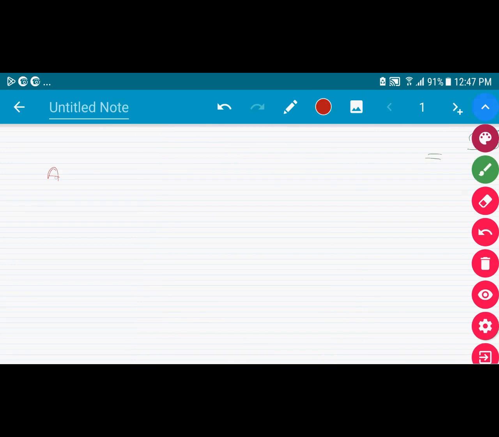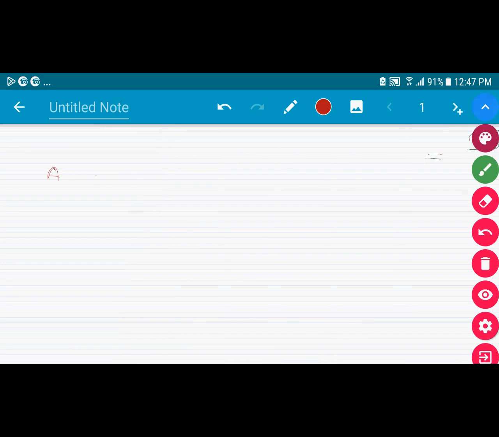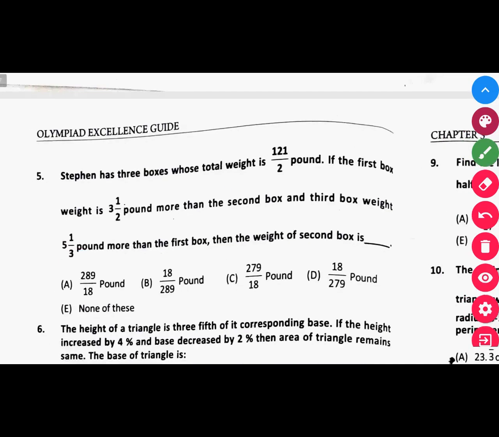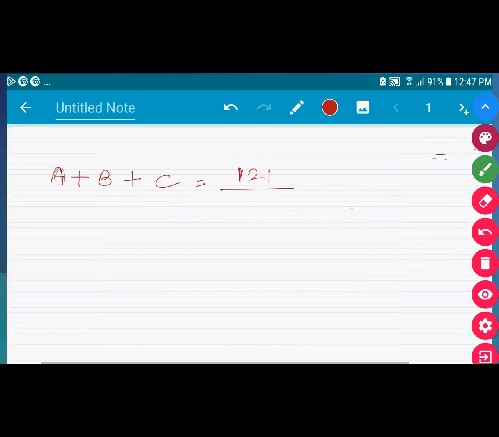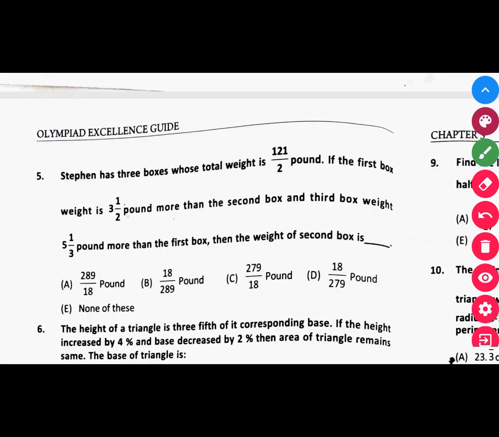Suppose A, B and C are the 3 boxes whose weight is 121 upon 2 pound. Now the next line is, if the first box weighs 3 upon 1 by 2 pound more than the second box, and the third box weighs 5 upon 1 by 3 pound more than the first box, then the weight of the second box we have to calculate.